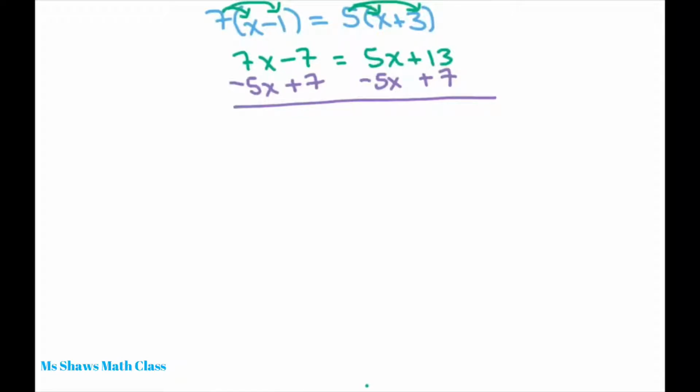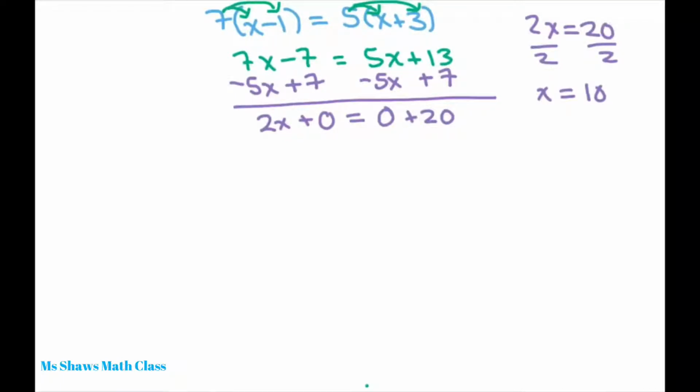So 7x minus 5x is 2x. And that is 0. This is 0 again. And 7 plus 13, or 13 plus 7 is 20. So we end up having 2x equals 20. If you use your division property, divide both sides by 2. To isolate the x, you get x equals 10.